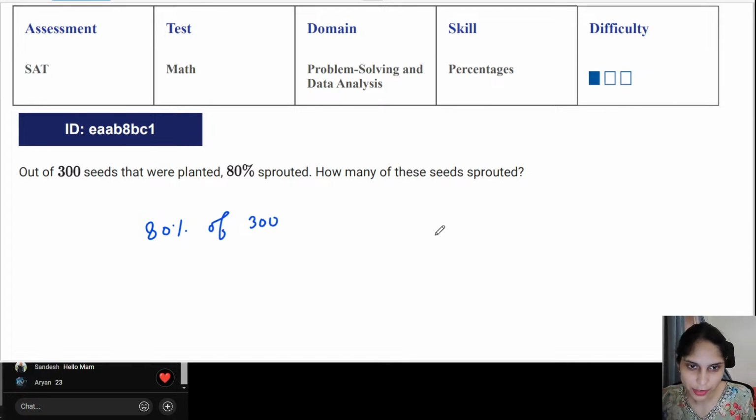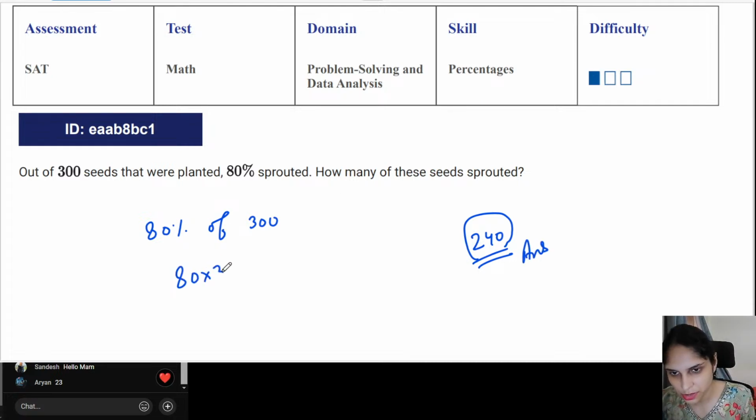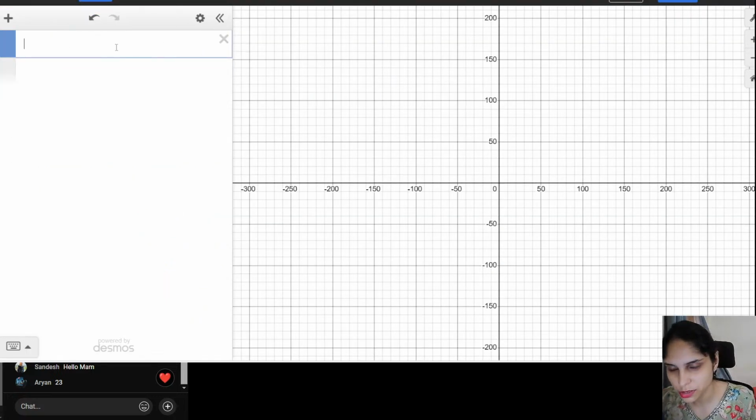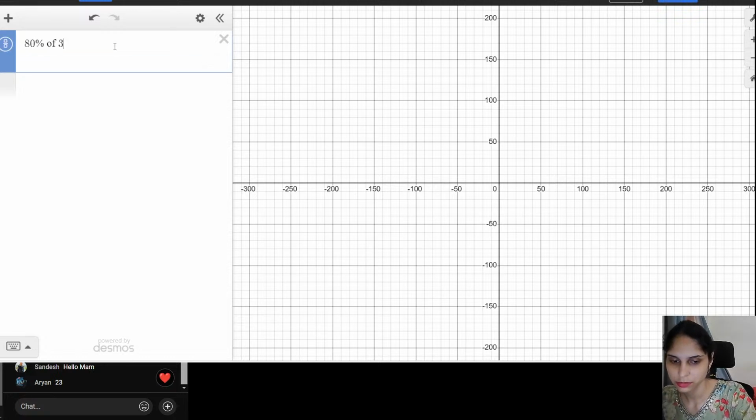So 8 times 3 is 24. So the answer is going to be 240, because 100 you can cancel. This will just be 80 times 3. 240 is my answer. So for this also, I don't think there's a need to go to Desmos. But if you want, you can go and write it.